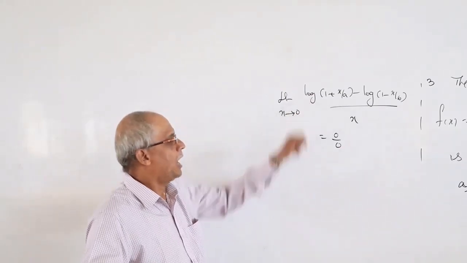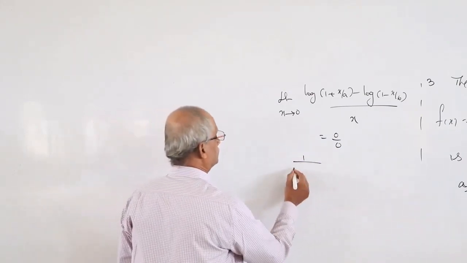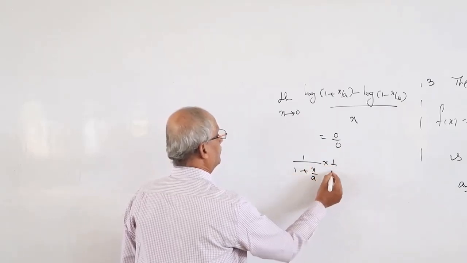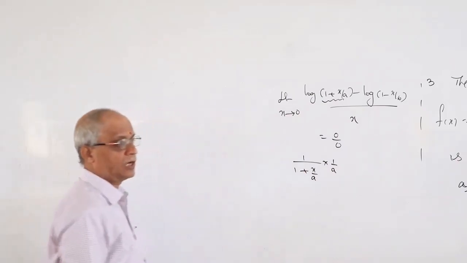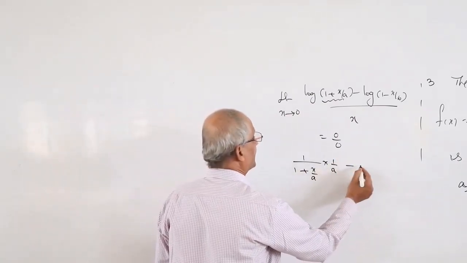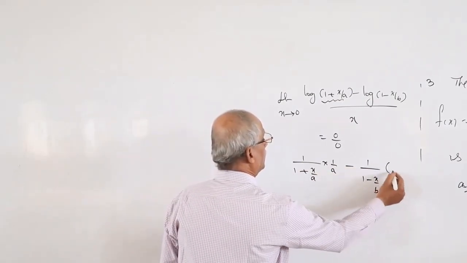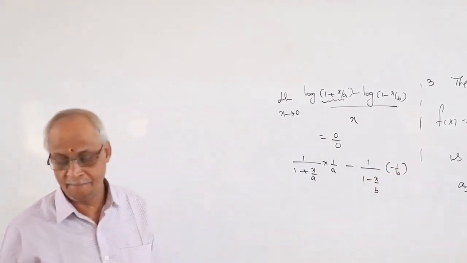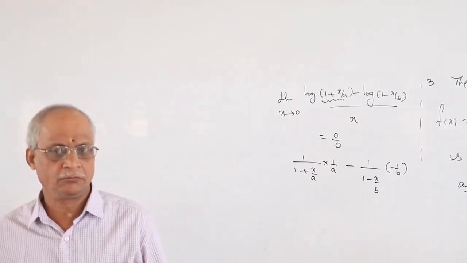So, log x derivative is 1 by x, multiplied by the derivative of 1 plus x by a, chain rule, function of function, constant derivative 0, x by a derivative 1 by a, minus again the log derivative, and then the complete denominator x derivative 1.